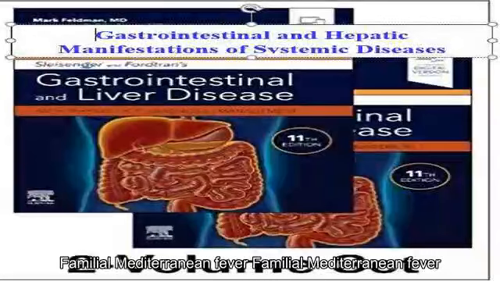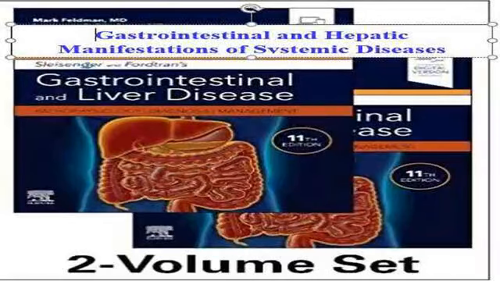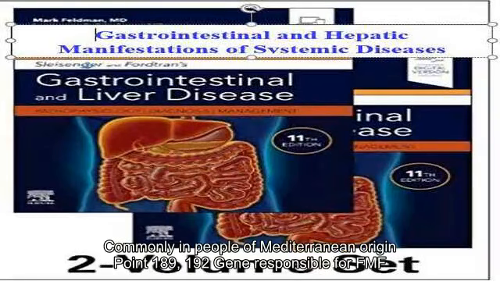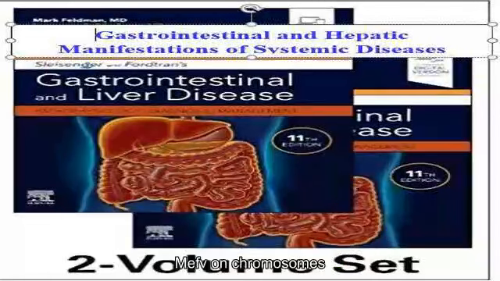Familial Mediterranean fever, FMF, an autosomal recessive disease, is characterized by recurrent self-limited attacks of fever, joint pain, and abdominal pain, most commonly in people of Mediterranean origin. The gene responsible for FMF, MEFV on chromosome 16, encodes the protein pyrin. MEFV gene analysis assists in diagnosis.